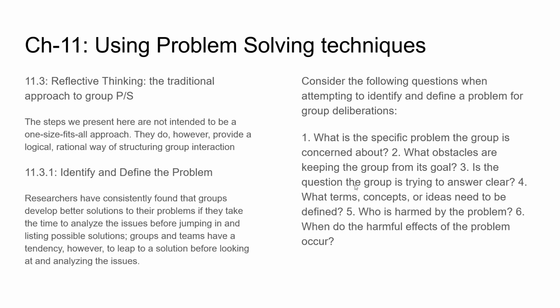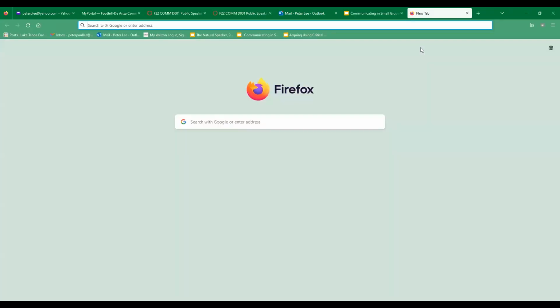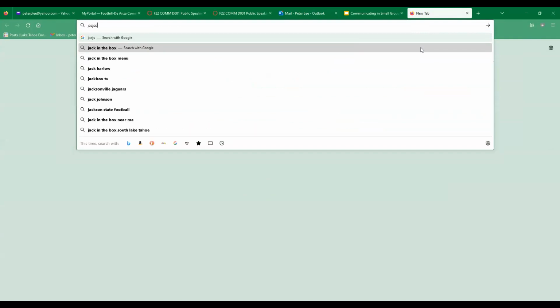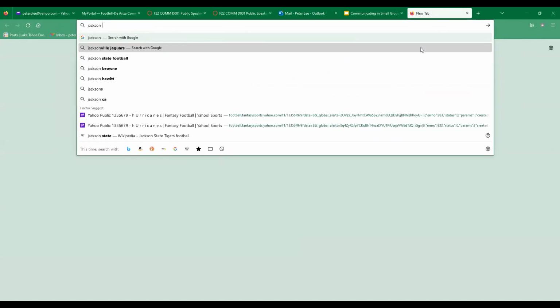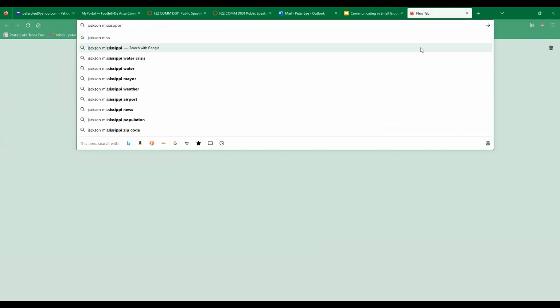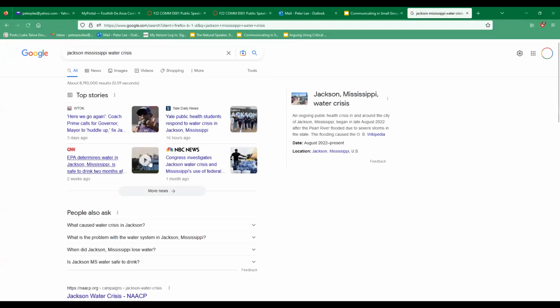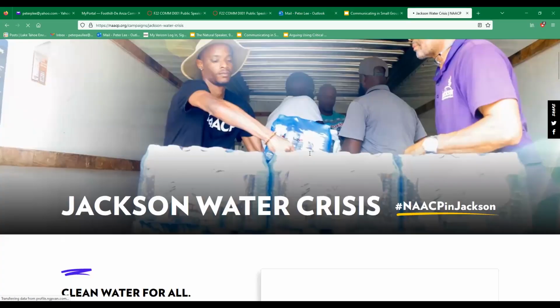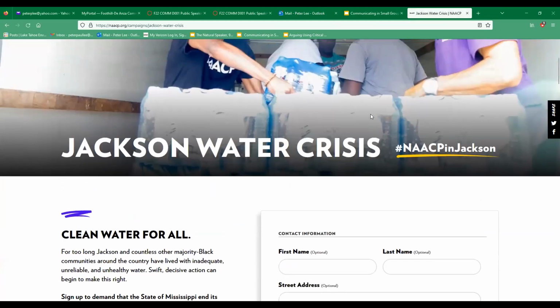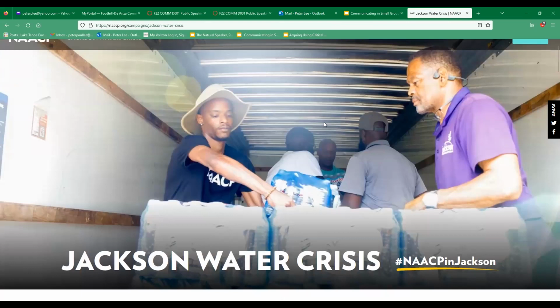I'm just going to zip out of there real quick because I don't want to talk about it wrongly. I'm just going to type in Jackson, Mississippi water crisis. Let's find out what exactly happened. So 180,000 people live there. It's from the NAACP, which is the National Association for the Advancement of Colored People.